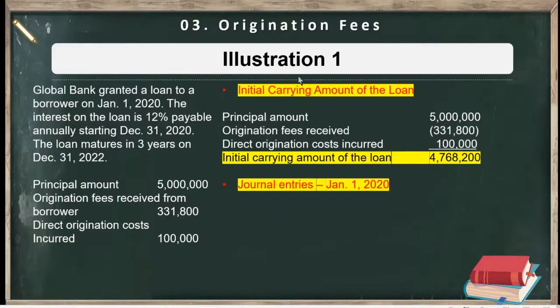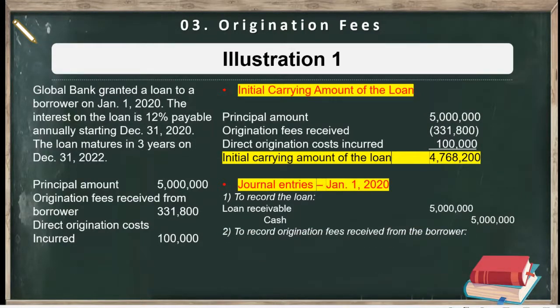Then on January 1, 2020, the date when the loan was granted, the following would be the journal entries. To record the loan, debit loan receivable 5 million and credit cash 5 million. Then to record the amount received from the borrower as origination fees received, debit cash and credit unearned interest income. Remember that the origination fees received is recorded as unearned interest income and is amortized over the term of the loan. Okay, so this is a credit. So they are not the same.